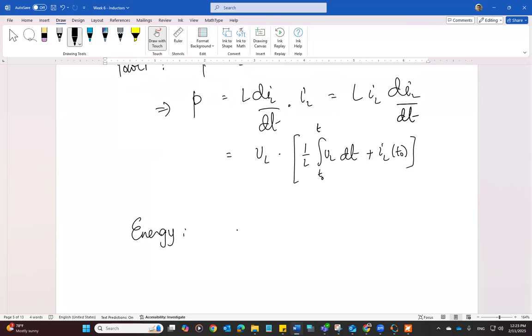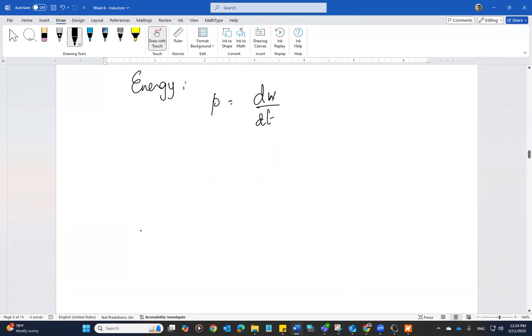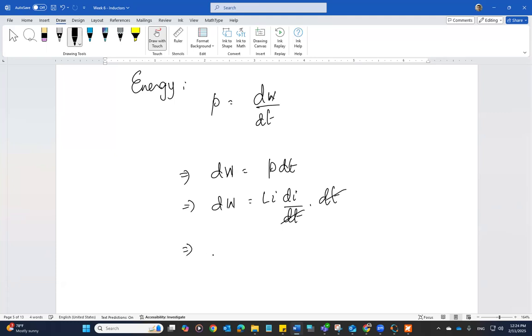So the rate of change of energy or rate of change of work represents power. So power is dW over dt. W stands for the work or energy. So dW will be equal to P times dt, and P is L I di over dt times dt. Dt will cancel. And then we can integrate both sides.